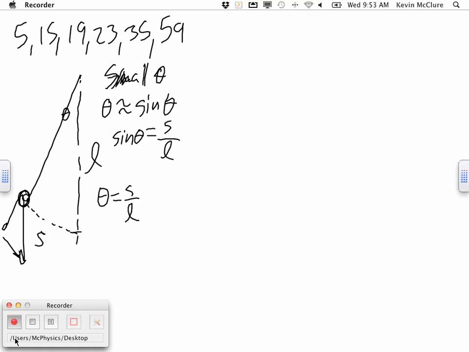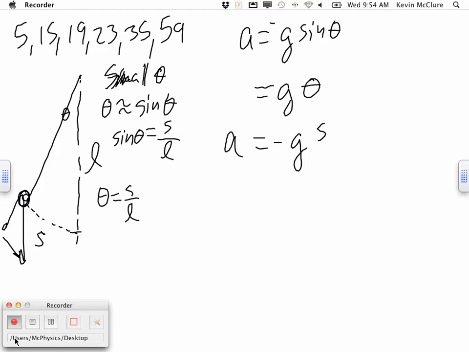And how that helps us: we already figured out that the acceleration was g sine theta. Depending on your frame of reference, you could say negative or positive. If it's swinging up, that's going to give us a negative g sine theta. From that, we can say negative g theta. And so we can say a is negative g s over L, which is the same as saying g over L times s.